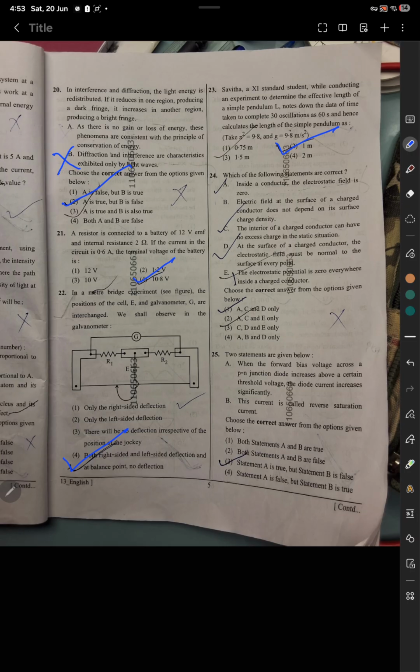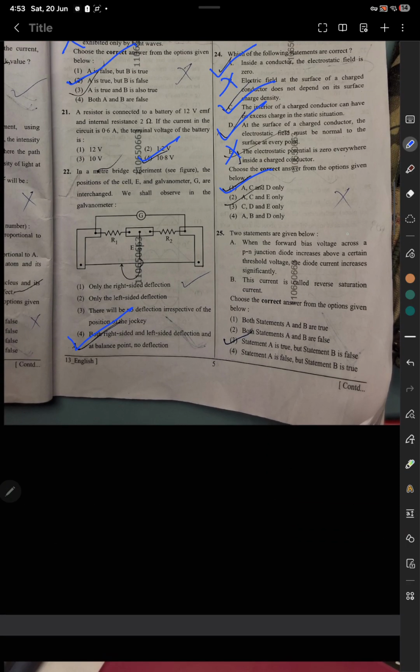So question number 24. Which of the following statements are correct? Option number 1 is correct. So A, C and D are correct. E and B are not correct. Question number 25. Two statements are given below, and statement A is true but R is false. So E is correct and this is false.